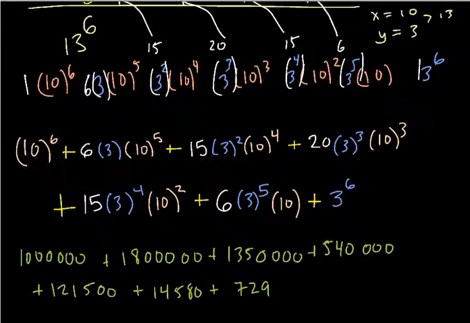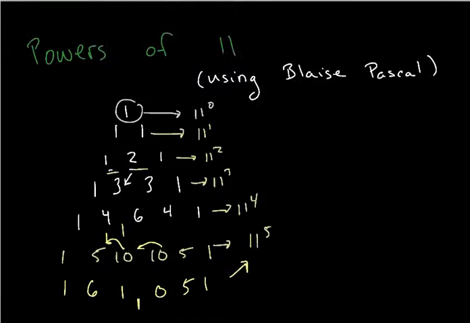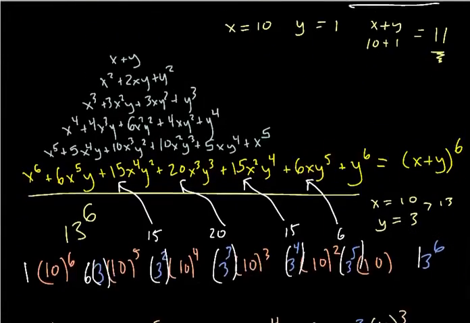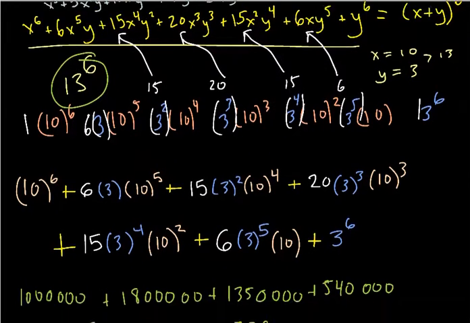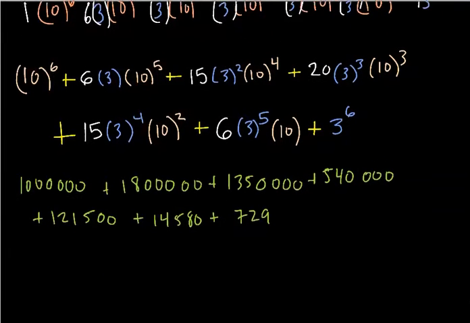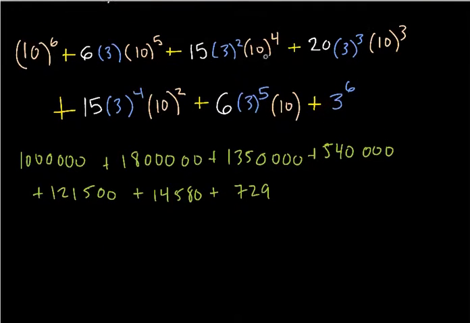Alright, so we were talking about powers of 11 and using Pascal's triangle, and then I said, oh, let me try it with powers of 13 because I like 13 a lot. My whole goal was to find out what 13 to the 6th was. So I put it out in this binomial expansion with x being 10, y being 3, x plus y in that case is 13. So I said I must be able to do that in the expansion. So I wrote it out, and this is what I came up with, right?